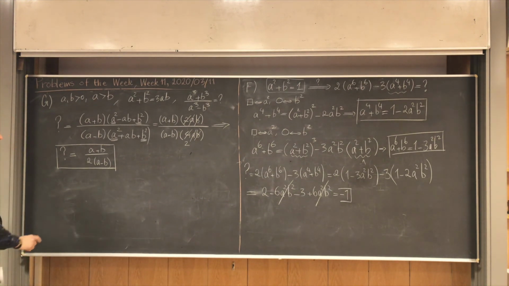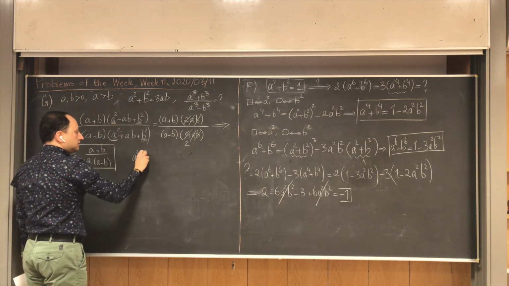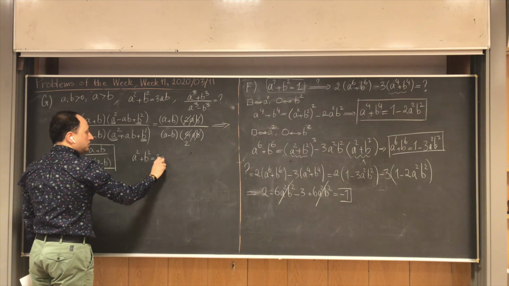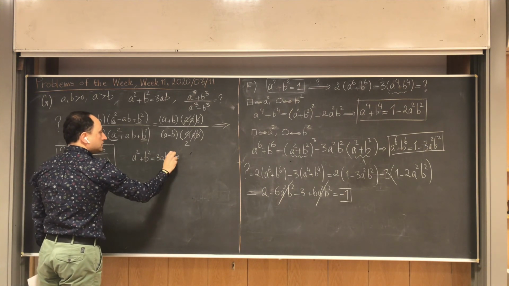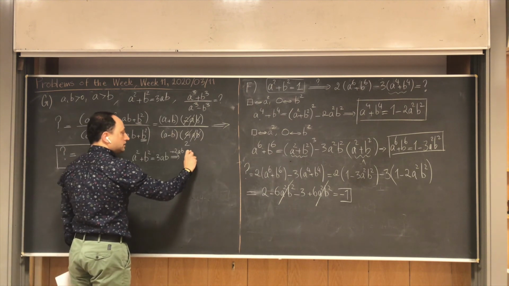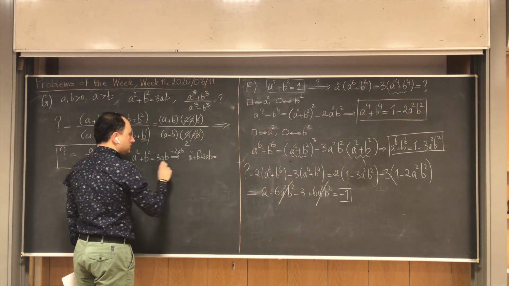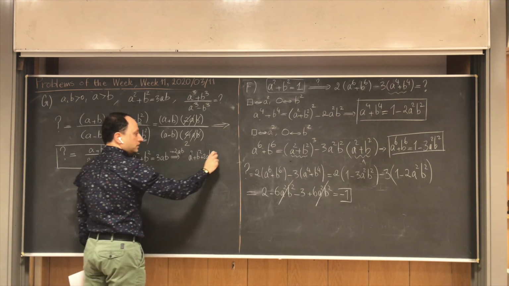Now I need to find a plus b and a minus b. Okay, so I have a squared plus b squared is equal to 3ab. I add 2ab to both sides. Then this becomes a squared plus b squared plus 2ab. And on the right-hand side, 2ab plus 3ab becomes 5ab.